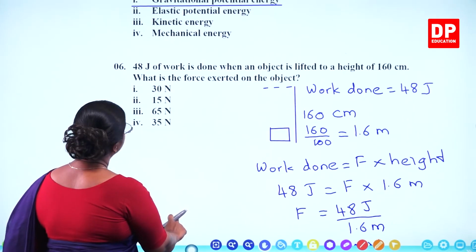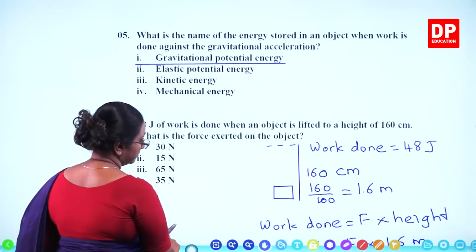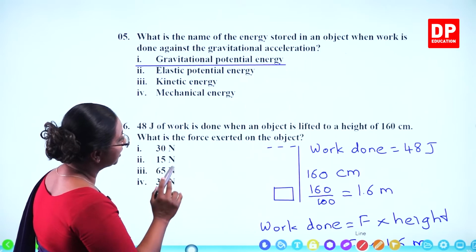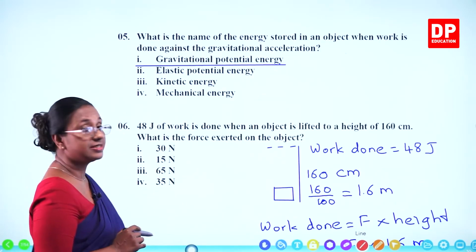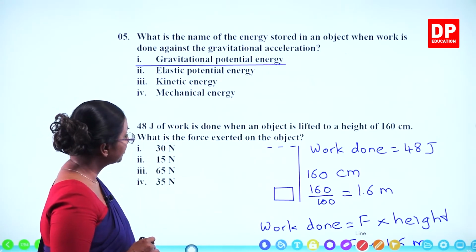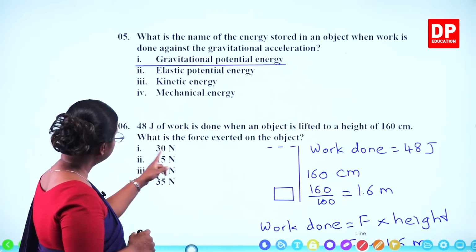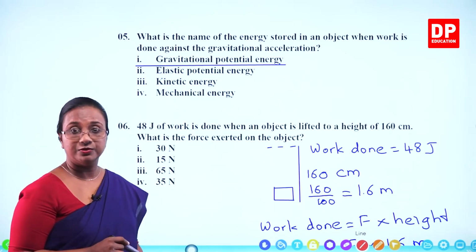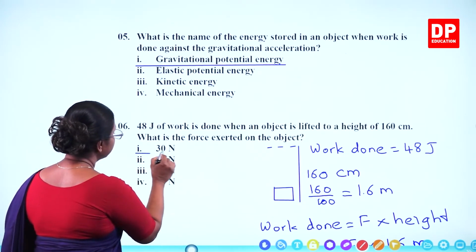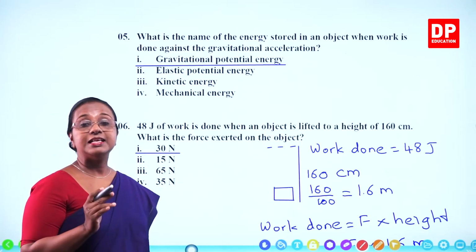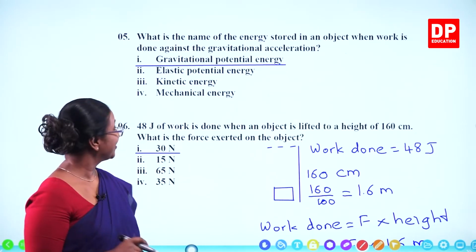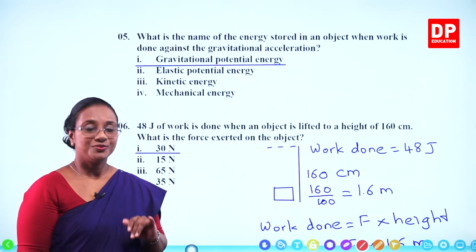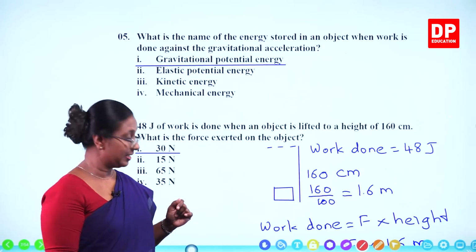If we are to answer the question there. 48 joules of work is done when an object is lifted to a height of 160 centimeters. What is the force exerted on the object? 30 Newton, 15 Newton, 65 Newton, 35 Newton. We calculated the force as 30 Newton. That is the work done. I am sure, students, you all were also able to answer them correctly. So with that, we will move on to the next question.